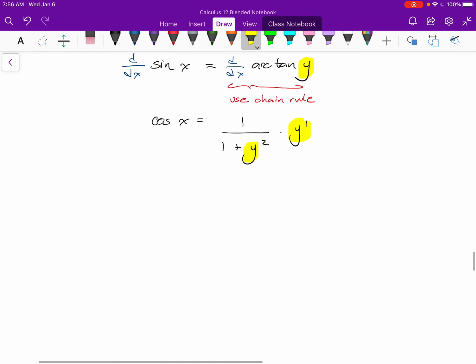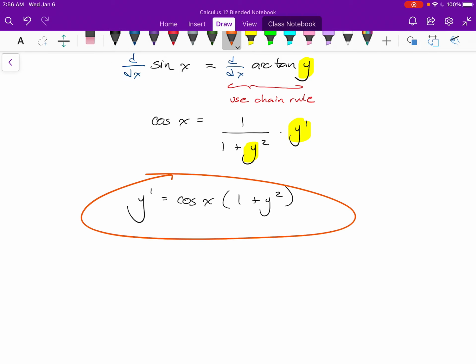Right, and just like that, I'm just about done. It's really easy for me to isolate y prime. And so y prime becomes just cos x times 1 plus y squared. There we go. You know, I'm just going to put brackets around cos x, just to make it clear that 1 plus y squared is not inside the cosine function. Otherwise, it's not entirely clear.